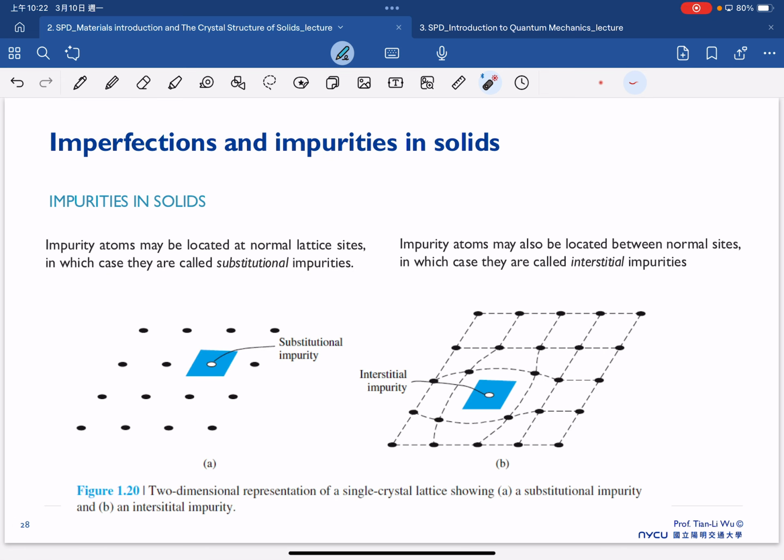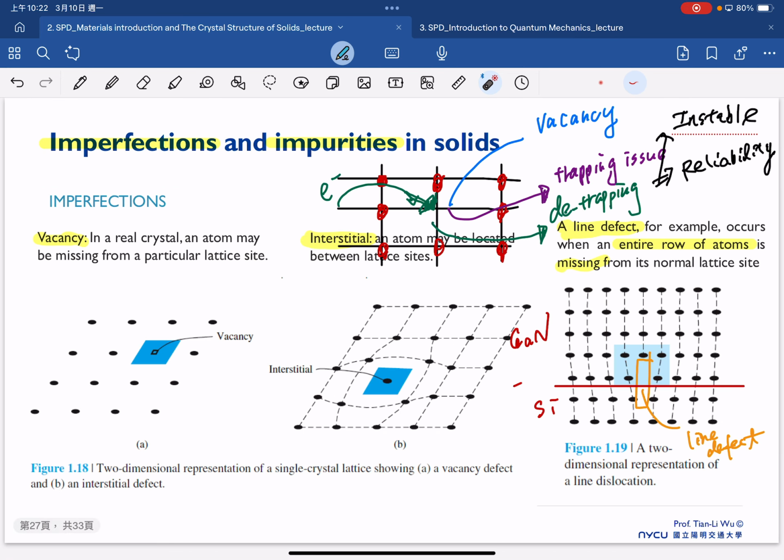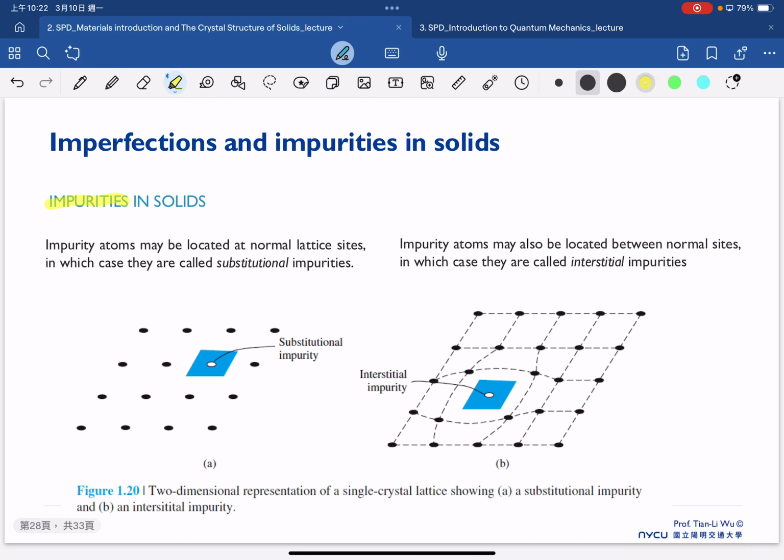Okay, so there's also an additional concept related to impurities here. The previous one is what we call imperfection. So this is imperfections in the crystal. It means that the original crystal is either already missing an atom or has an additional atom. But an impurity means that it is something coming from the outside, not inside the original crystal system.